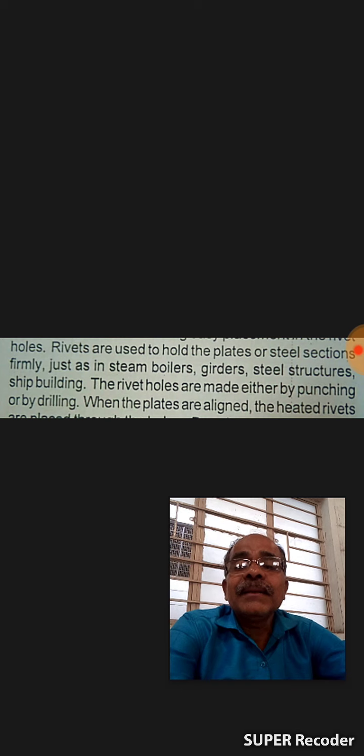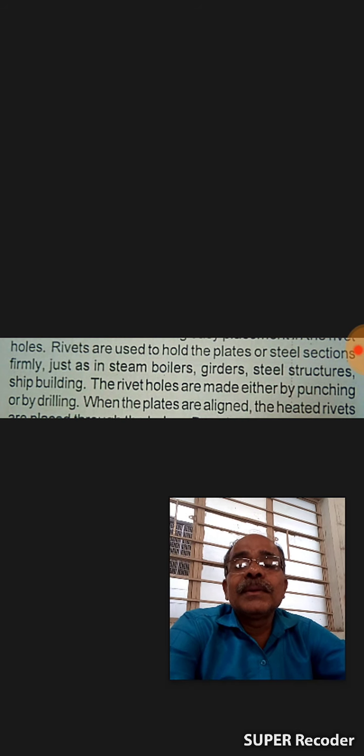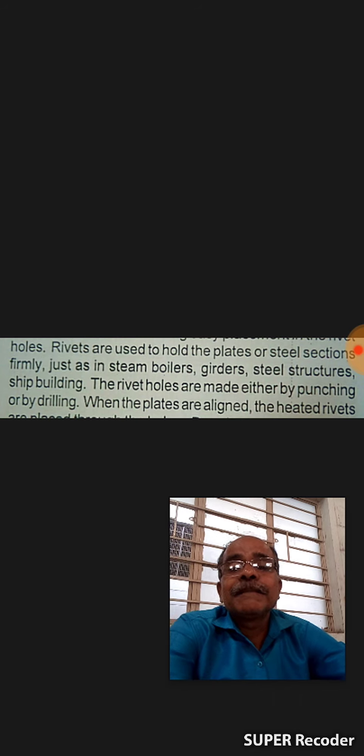Before going to riveting, the riveting sheet should be drilled, by punching or by drilling.